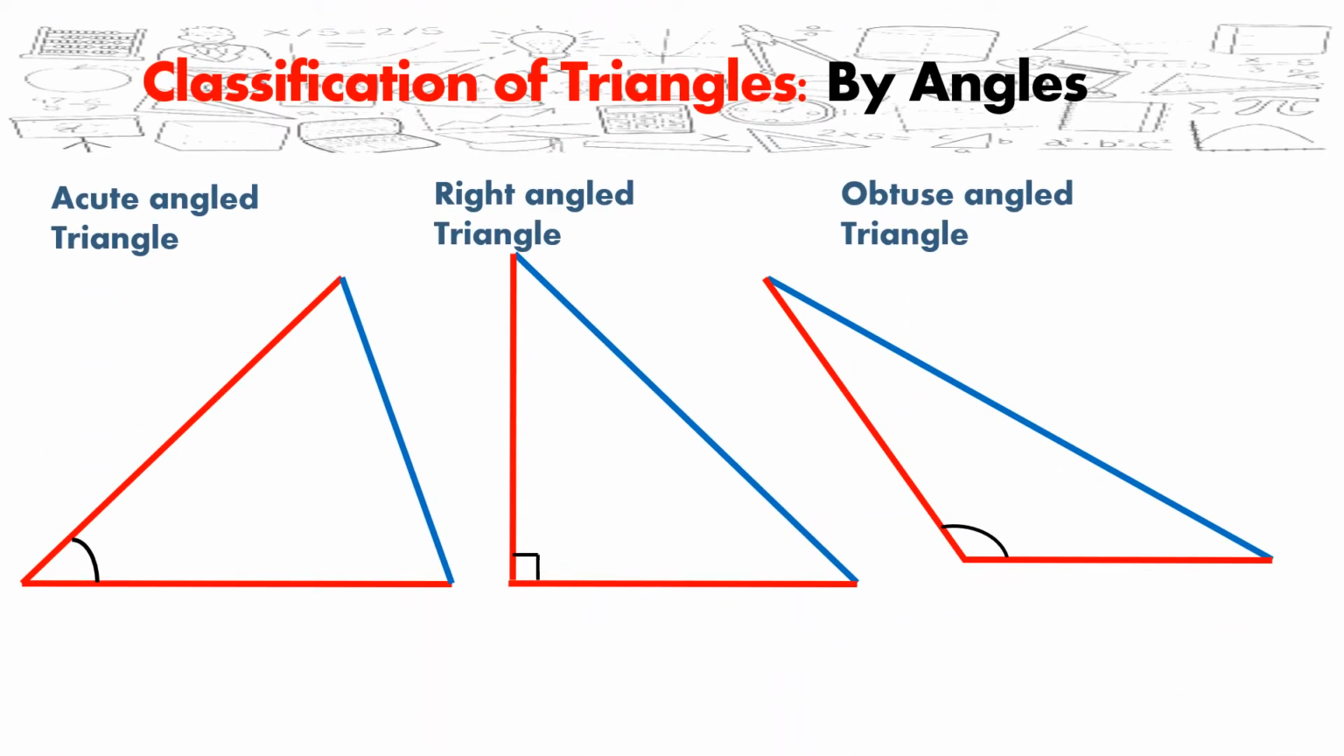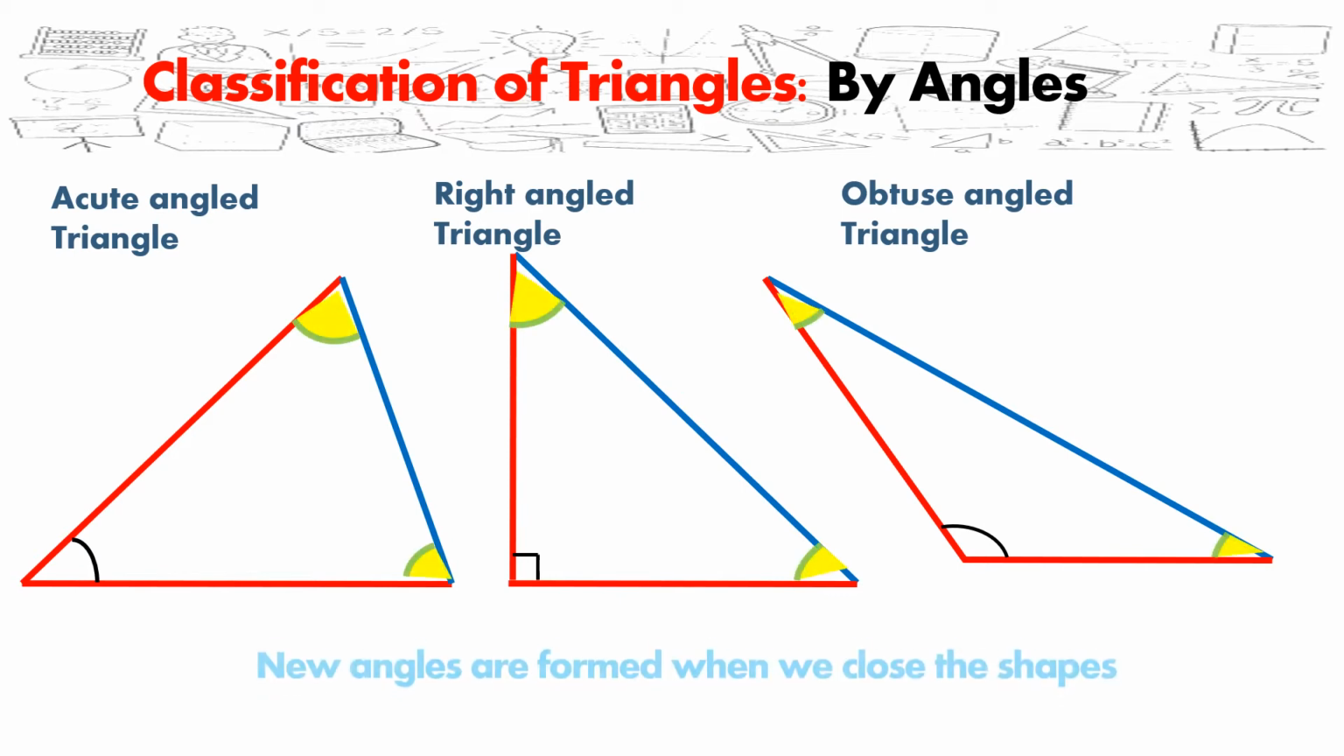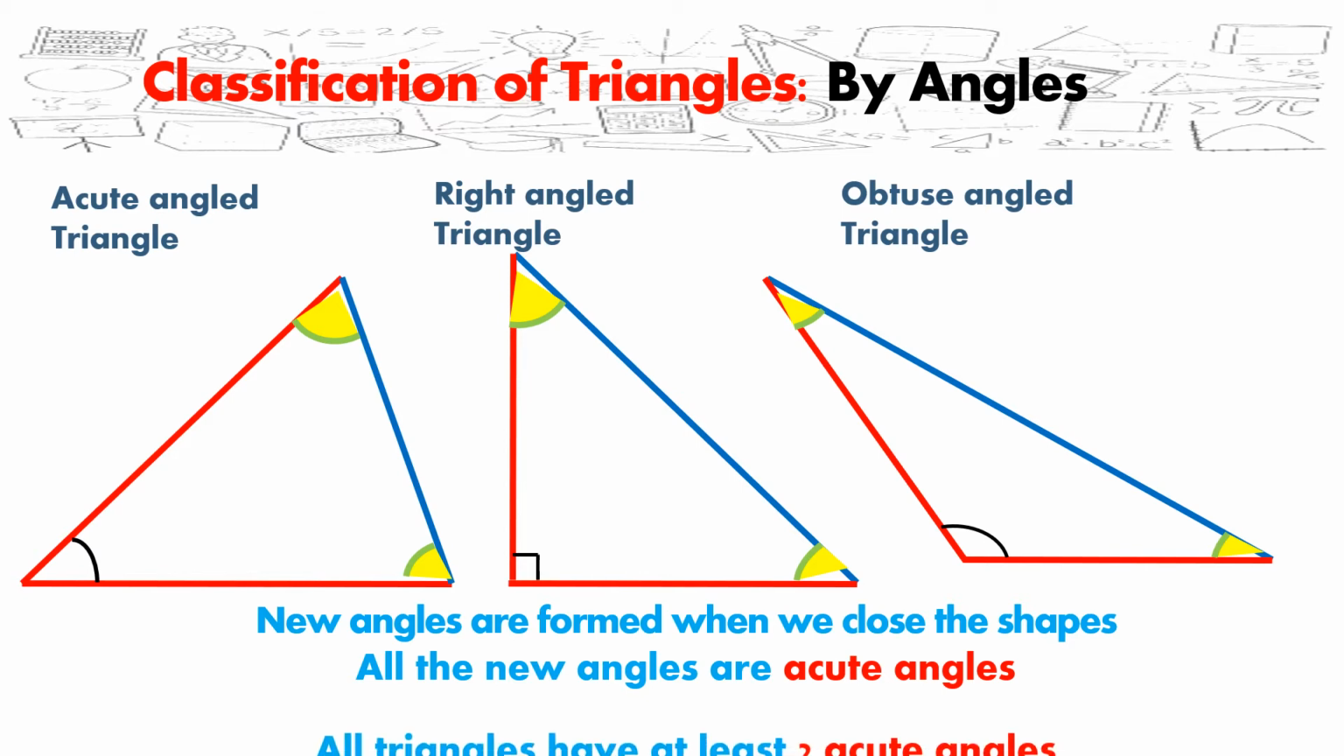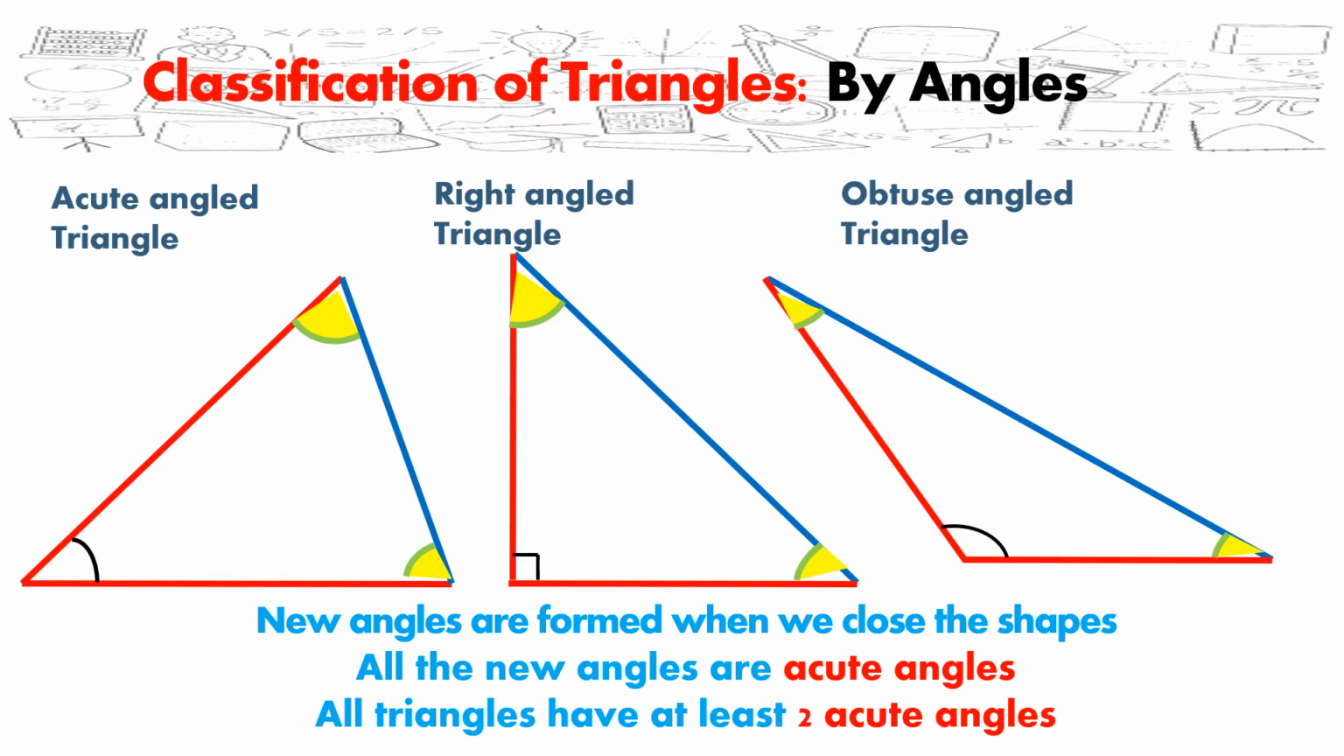So now, as you can see, when the shapes are closed, two new angles are formed. It is interesting to note that these new angles are acute angles, that is, their measure is less than 90 degrees. So now, as can be seen in the figures, all the triangles, whether it is an acute angle, right angle or obtuse angle triangle, will have at least two acute angles.